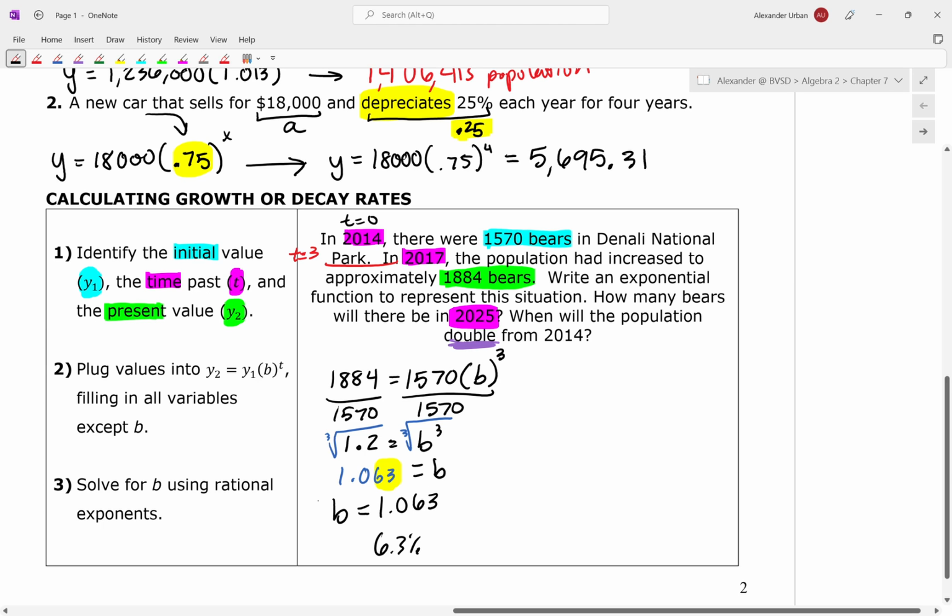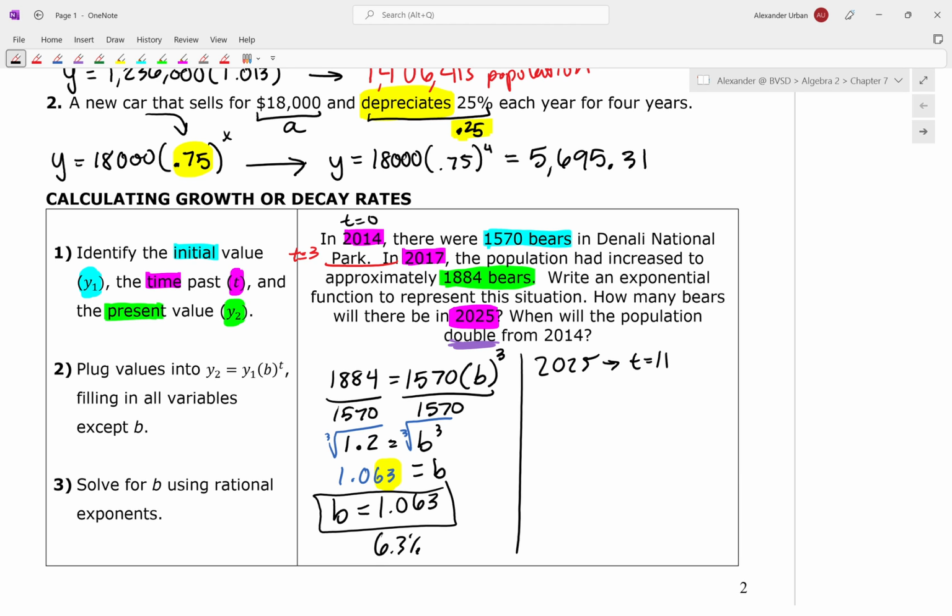So now that we have our base, we can do fun things like ask how many bears there will be in 2025. If that's the case, in 2025, this means our t value is 11 years in the future. So I'm just going to plug this in. 1,570 times 1.063 raised to the 11th power. And if I do this, my population of bears is going to be equal to 3,074. And then it has some decimal, but I don't think we can have 4/10 of a bear, even if you're counting bear cubs. I'm going to count bear cubs as whole bears.